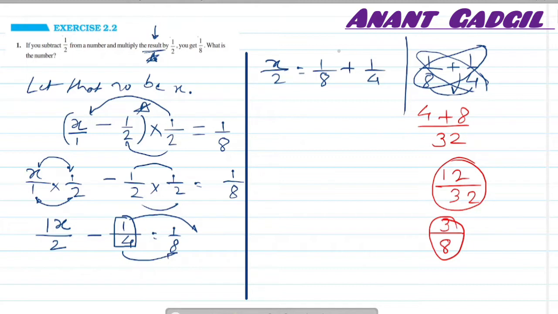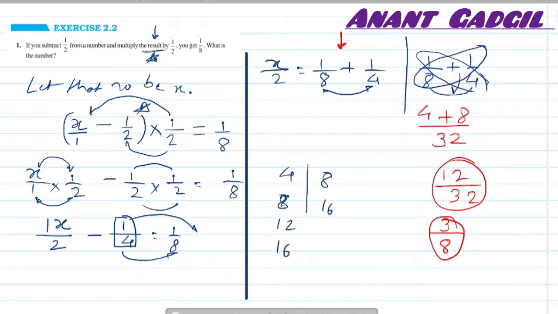Or what you can do to solve this 1 by 8 plus 1 by 4, you can use the LCM method. What is the LCM of 8 and 4? LCM means least common multiple. And take a number which comes in the table of both. Okay, the number which comes first.